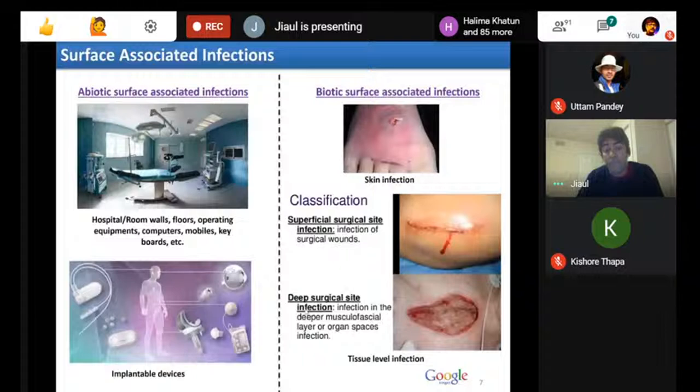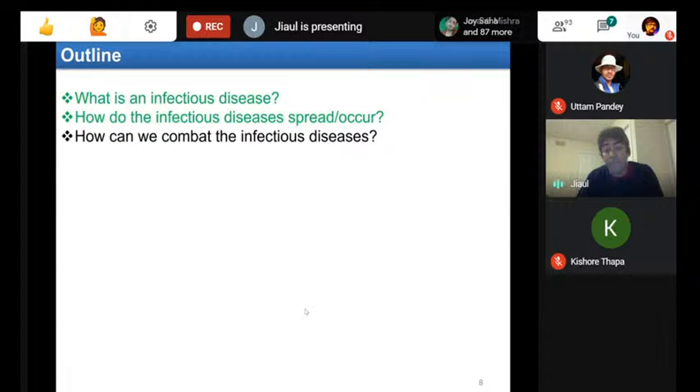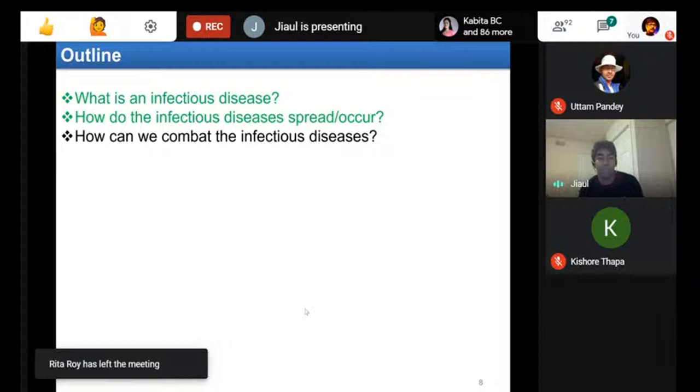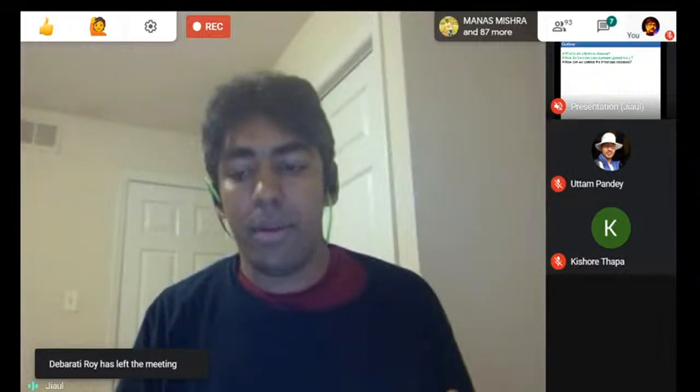So the question is, how can we combat infectious diseases? Of course, when we have bacterial infections, we can go for antibiotics, but antibiotics are not active against all types of bacteria. So we have very limited resources of antimicrobial agents. More importantly, antibiotics are not active against viruses, and most antibiotics are much less effective against fungal infection. So we need something which is broadly antimicrobial, which kills viruses, bacteria, fungi, everything all together. We call them broad spectrum antimicrobial agents.